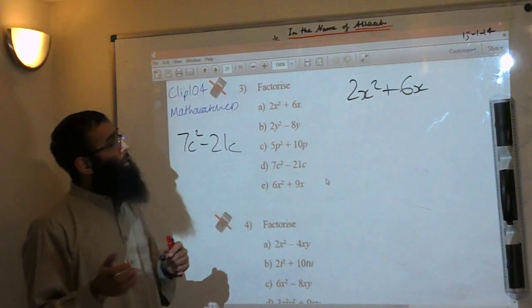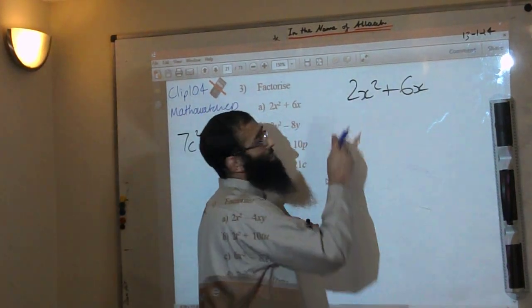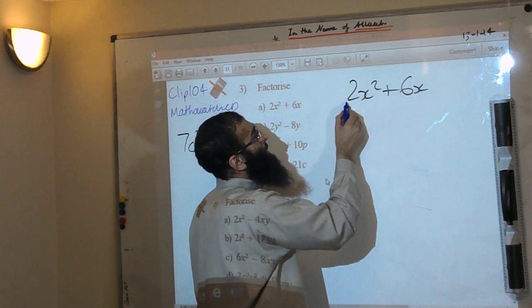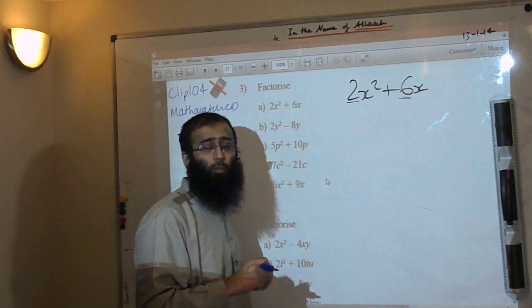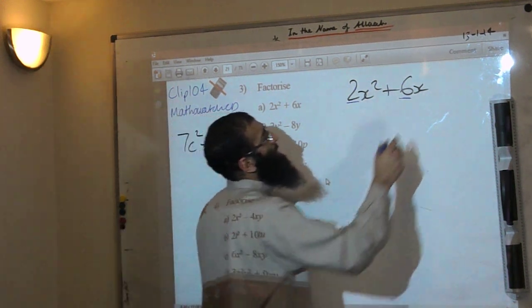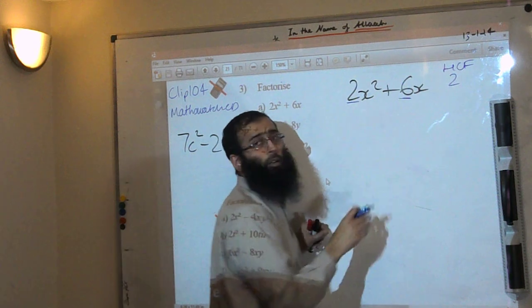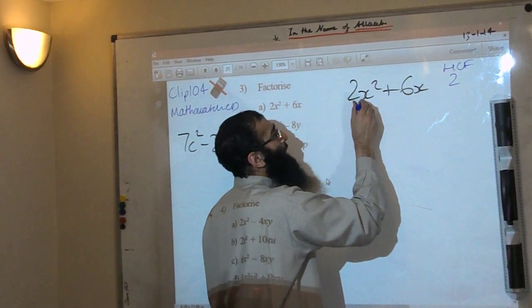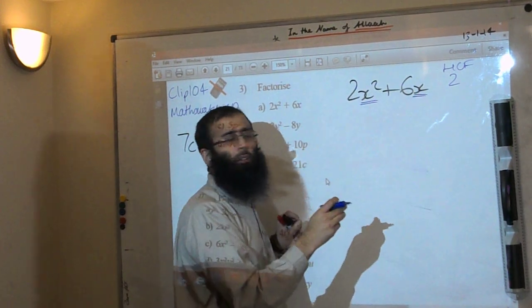Okay, right. Let's have a look at this expression over here. What can you see numerically is common? When you look at these numbers here, what common factors do they have? They're both divisible by 2. Good, excellent. Now, I want you to focus on the x squared and the x only. What do they have in common now?